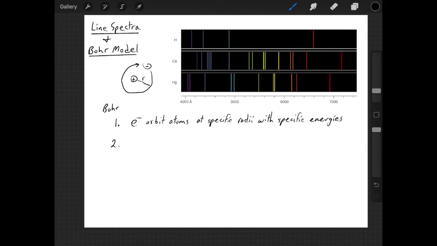The second point was that electrons in an orbit do not radiate energy. They're basically just stable there. They just stay there forever. So it's not like with planets orbiting a sun, where eventually they're going to lose energy and they'll spiral into the sun and crash, and it's a horrible thing. Bohr said that the electrons, if they're in that orbit, they're happy there. They'll stay there and not lose any energy, and they won't spiral into the center.